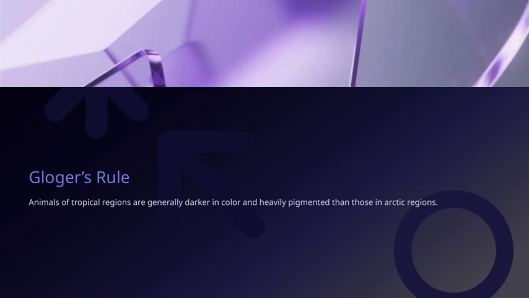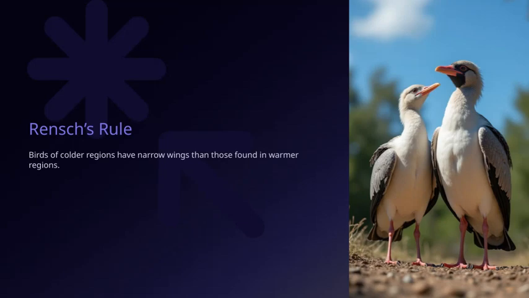This variation in pigmentation is a fascinating example of how species adapt to their surroundings, reinforcing the overall theme of how environmental factors drive evolutionary changes. Let's take a look at how bird wing shapes vary across different climates. Birds from colder regions tend to have narrower wings, which are more streamlined. This adaptation helps them fly more efficiently in windy, harsh conditions. In contrast, birds from warmer regions usually have broader wings, which provide better lift and maneuverability in less extreme environments.